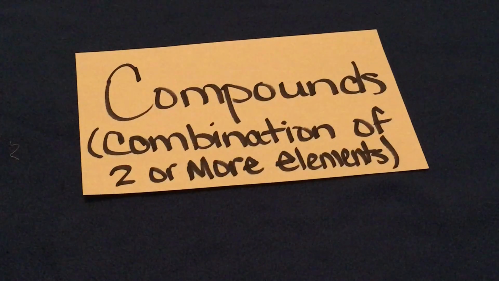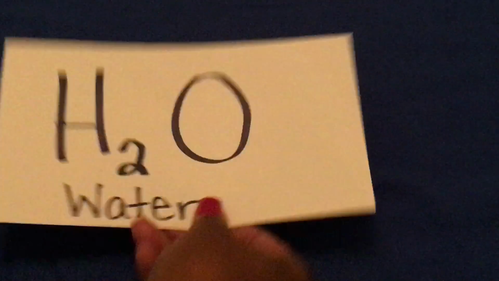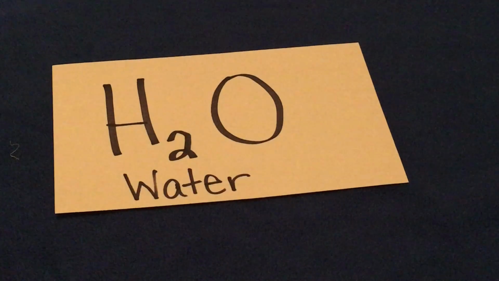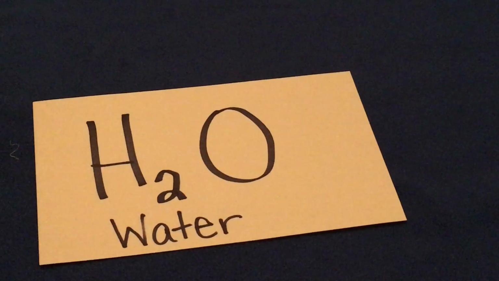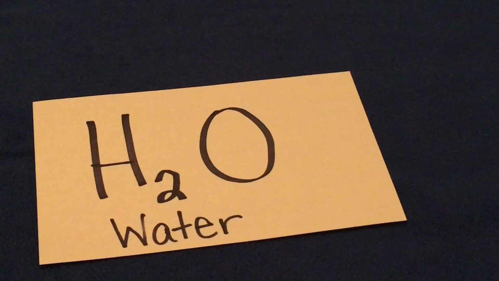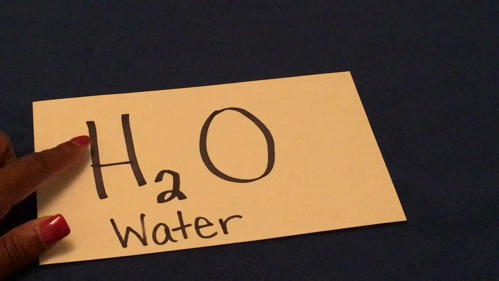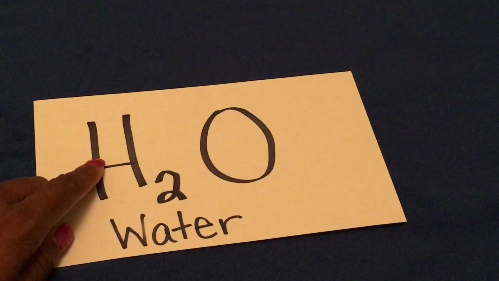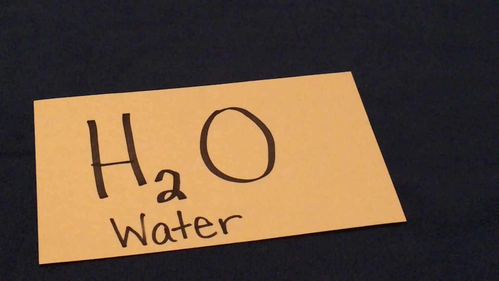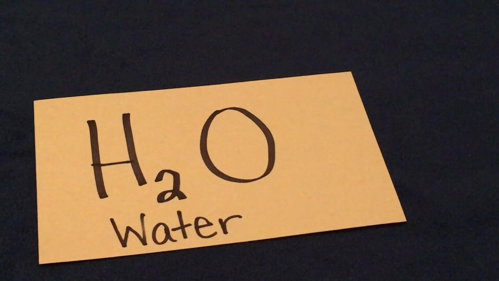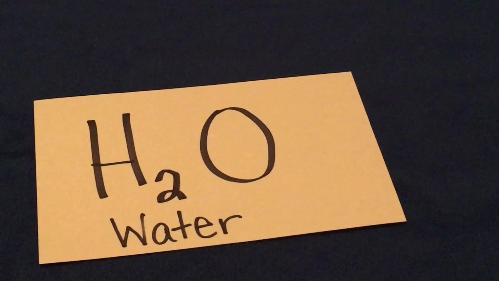Let's look at a very popular compound, and that is water. Okay, water is going to be a very easy compound to look at. If we look at this, it's H2O, and I'm going to talk about what these numbers mean in just a second. But water is a universal substance, and it is not an element. It's a combination of elements, but it is no longer an element. It is now a compound.